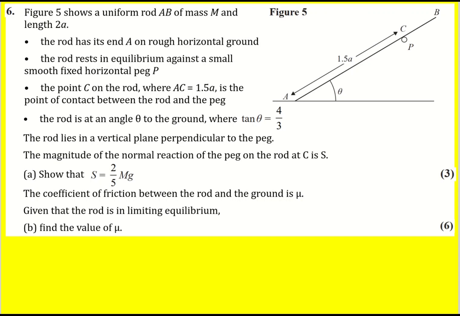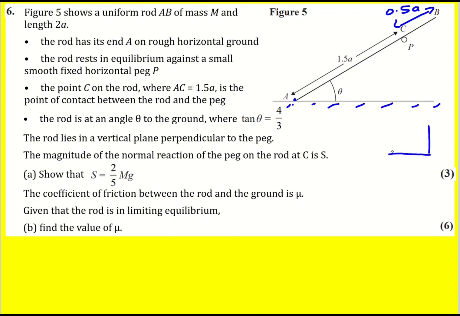A uniform rod AB of mass capital M and length 2a is as shown on the diagram, and it has an end A on rough horizontal ground. Okay, so just indicate that. And then it's also resting on a horizontal peg. Now, because we're told this distance is 1.5a, that must be 0.5a. And then we've got an angle alpha to the ground where tan alpha is 4/3.